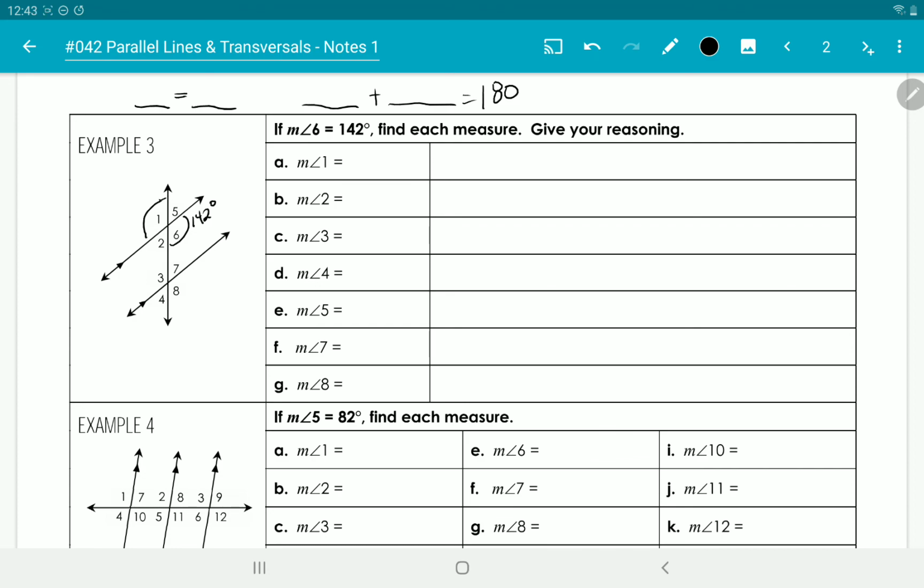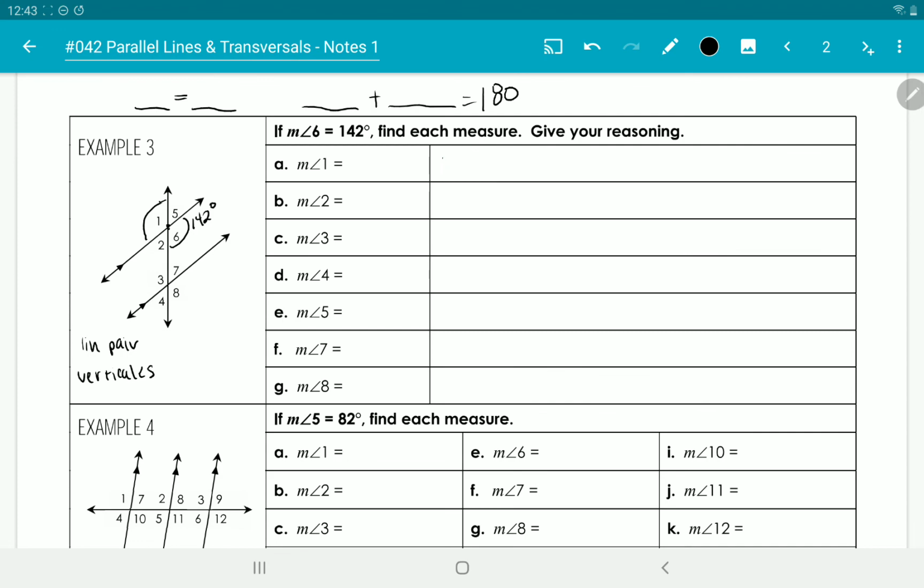Angle 1 and angle 6 are on the same intersection, so they're either going to be a linear pair or vertical angles. Okay? You can see that they are directly across from each other and they don't share a side, so they are vertical. So angle 1 and angle 6 are vertical angles. So they're congruent, because vertical angles are congruent. Okay? So if they're congruent, that means they have the same measure. So if angle 6 is 142, angle 1 is also 142.